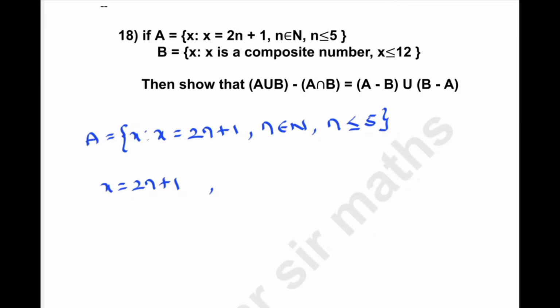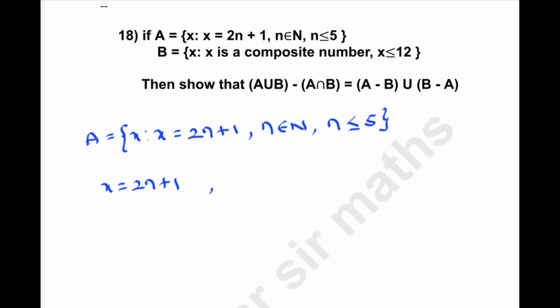In the given problem, we have the set A and set B. Here, A and B are in the set builder form. Now we have to prove that A union B minus A intersection B is equal to A minus B union B minus A. Okay. Now here, I am writing the set A.